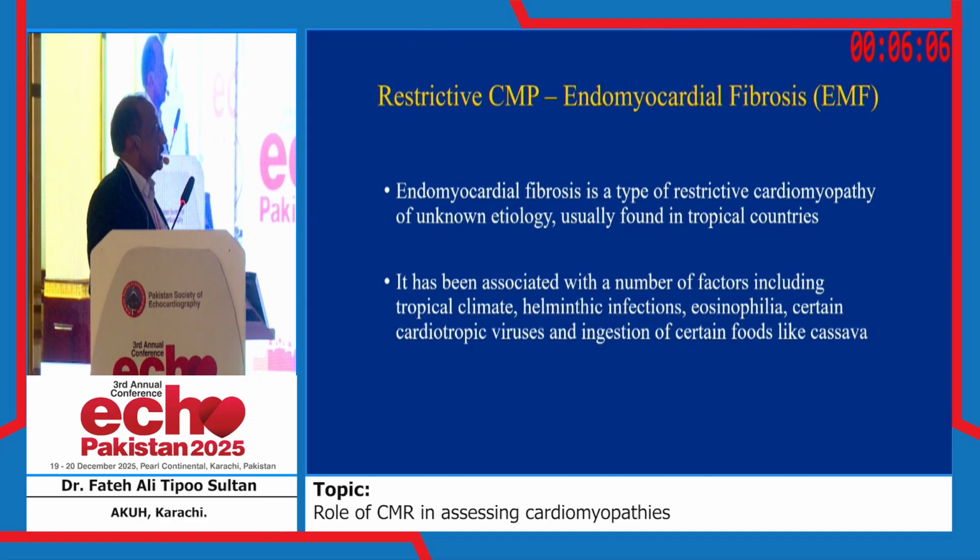Then come to the endomyocardial fibrosis. Endomyocardial fibrosis is a type of restrictive cardiomyopathy of unknown etiology, usually found in tropical countries, but you can see it in our country as well. It has been associated with a number of factors, including tropical climate, helminthic infections, eosinophilia, certain cardiotropic viruses, and ingestion of certain foods like cassava.